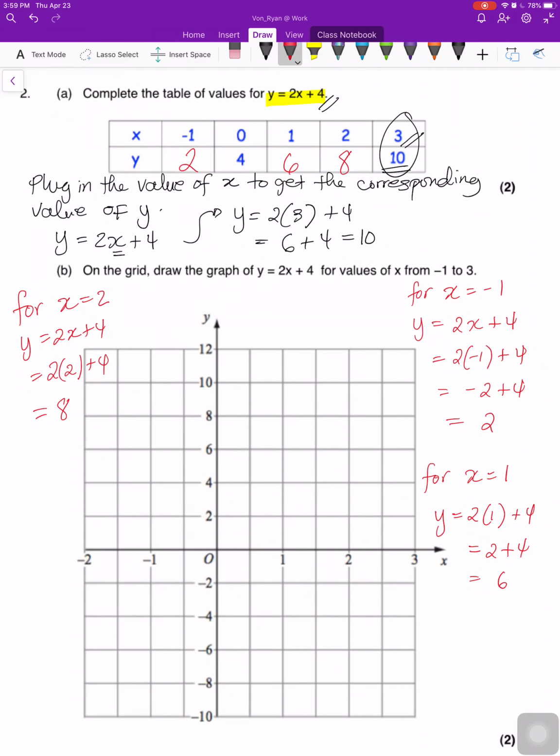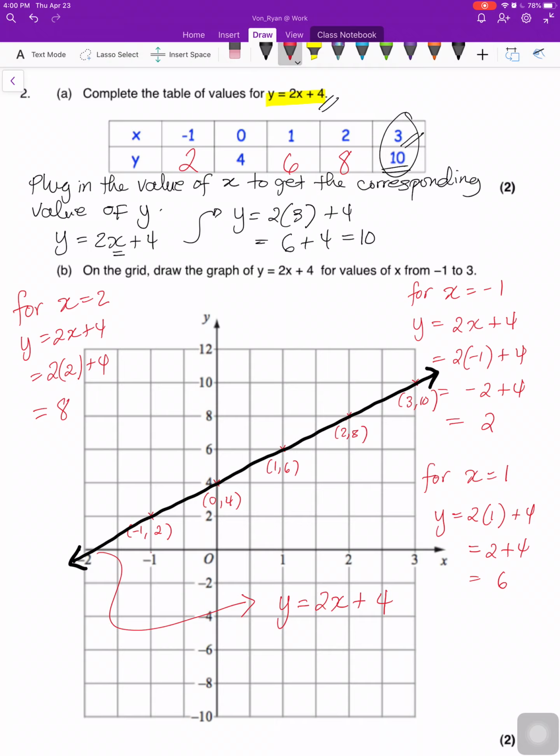And so, as you can see, we would have been able to draw a line by just using -1 and 2 and 3 and 10. But we were asked to solve for all those points, so we're better off using all those points. Okay.